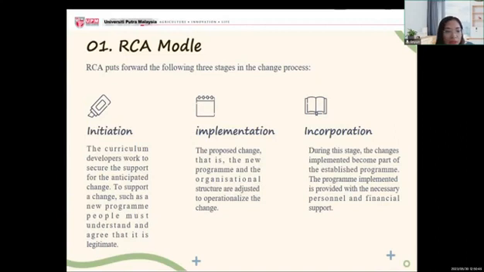The implementation. At this stage, the proposed change, that is, the new programs and the organizational structure, are adjusted to operationalize the change. The last one is the incorporation. During this stage, the changes implemented become part of the established program, and the program implemented is provided with the necessary personnel and financial support.